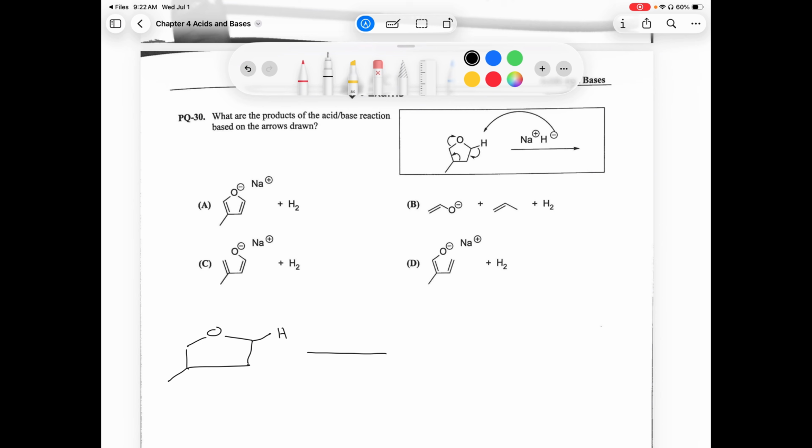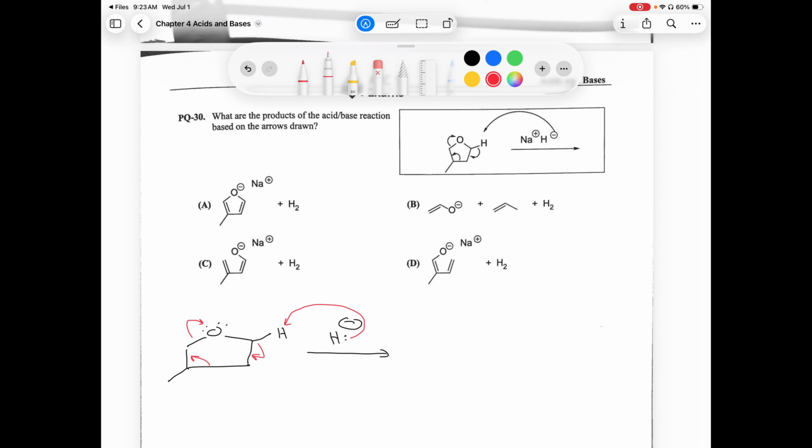So we have our starting material here, which is this cyclic ether, and we've got the acidic proton here. Then we have our sodium hydride. I'm just going to draw the hydride in for now. And so what's happening here? The hydride is going to abstract this proton. Then we're going to form a pi bond here. We're breaking this bond, and we're forming a pi bond here. And then, well, there's already 2 lone pairs on here, but then we're going to put another lone pair on here. So we're going to end up with a negative charge on our oxygen. And you see that in each one of the answers.